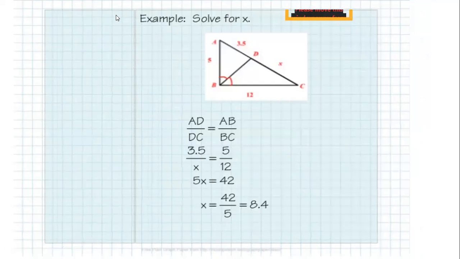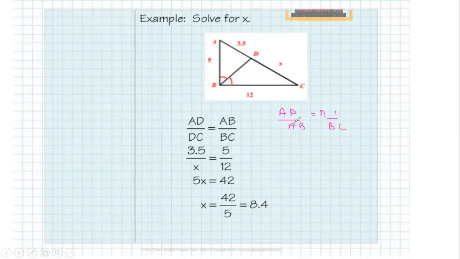So if you look at an example here, we are supposed to look for x here, but remember this angle is divided by the line BD. So that implies that AD out of AB should be equivalent to DC out of BC. If we go ahead and substitute into this, we shall have AD, which is 3.5, divided by AB, which is 5, equivalent to DC, which is x, divided by BC, which is 12.